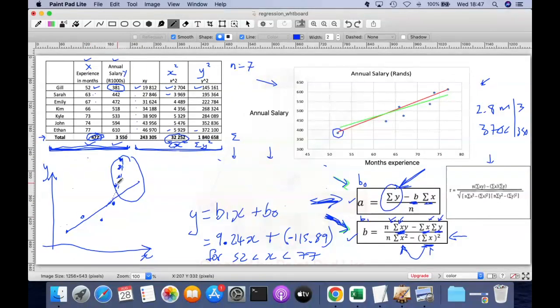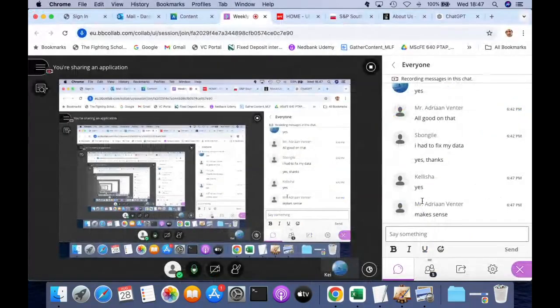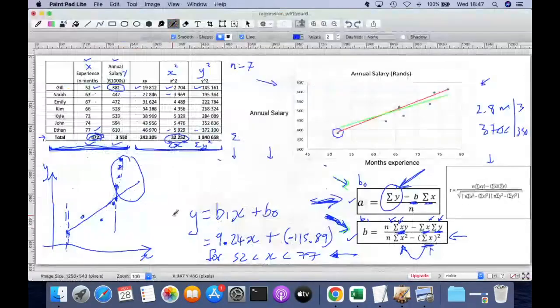So that is why we can only say that this line is reliable for the data points that we have in this table, and that is from 52 all the way to 77. All right. Does that make sense, everyone? Which is why we need to write this here. We have to say what domain or what limits of x that this line is valid for. Let me check the chat. Makes sense. All right.